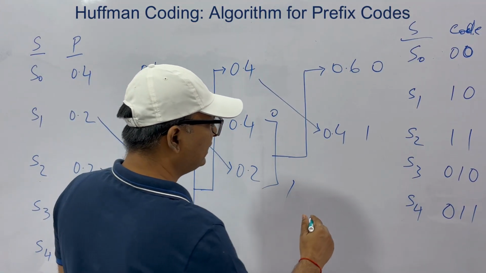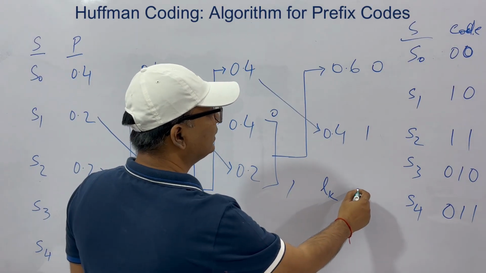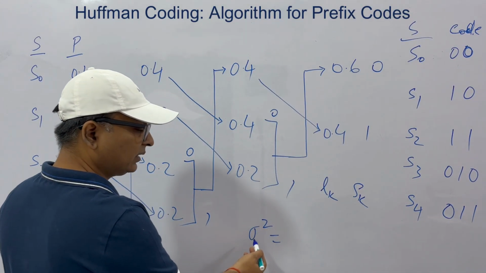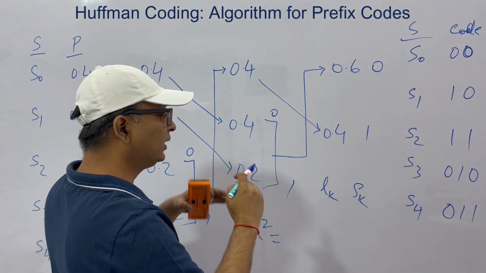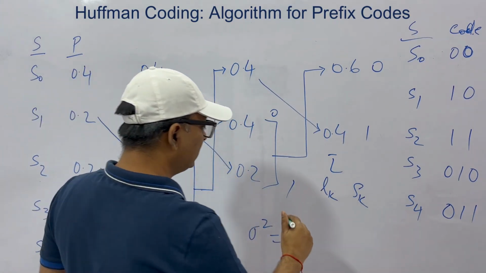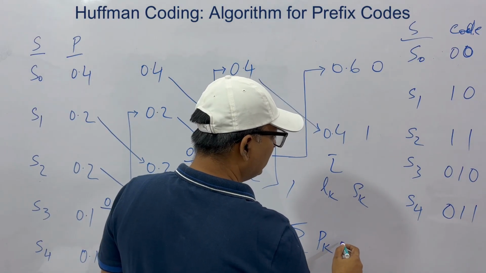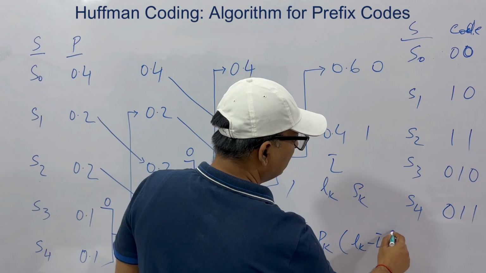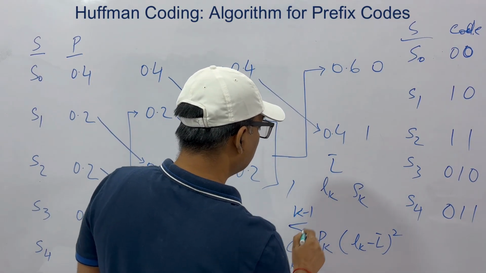So if Lk is the code word length of the Sk symbol, then we have variance. We define variance. You know statistically what is the meaning of variance. So variance here, that is, average code word length is L. So how much does it differ? This is given by Pk, that is the kth probability, into Lk minus L, square, summed for k equal to 0 to k minus 1.